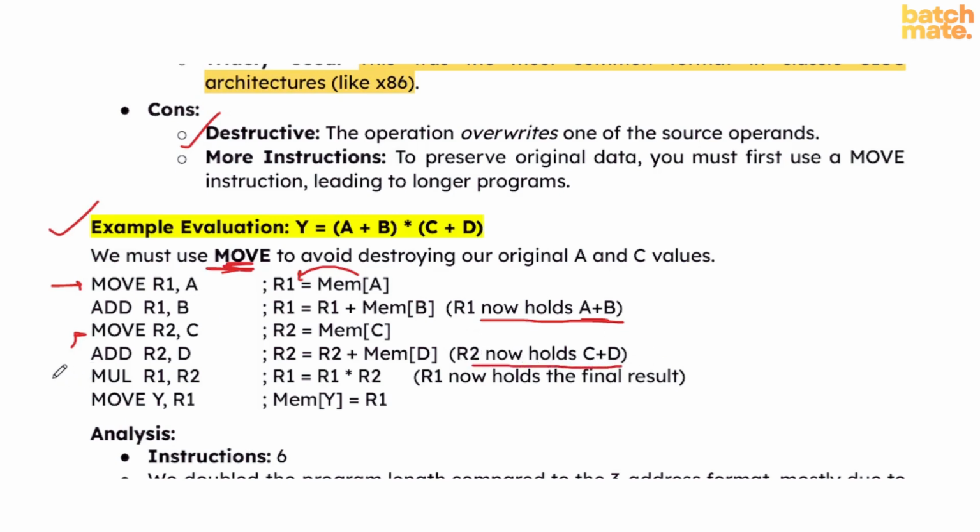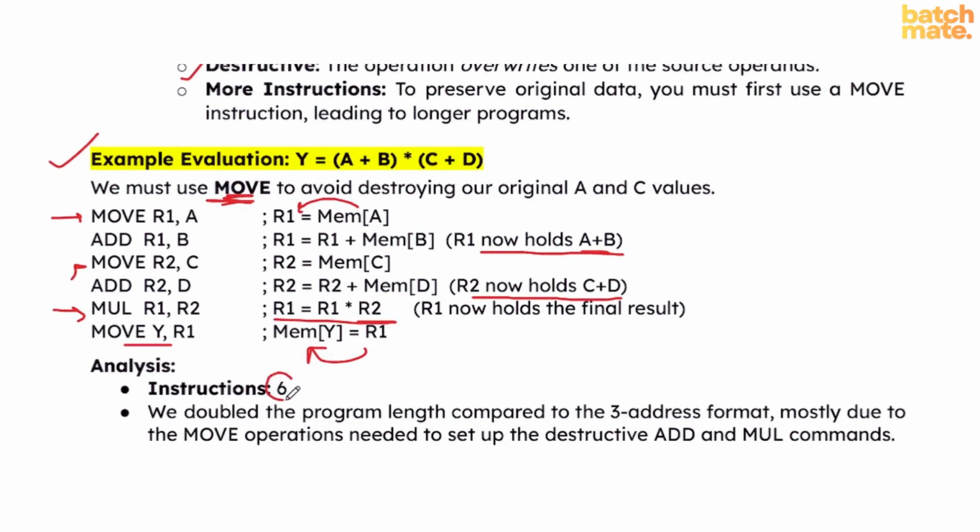Step 3, multiply R1, R2. So R1 holds the final result. And then move Y, R1. Save the result to memory location Y. Finally here, you can see the total instructions are 6.